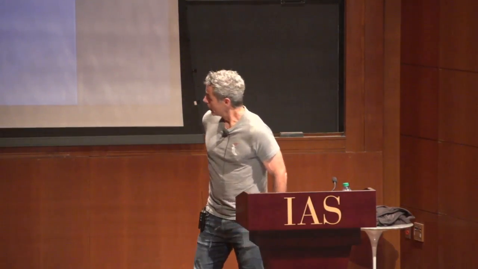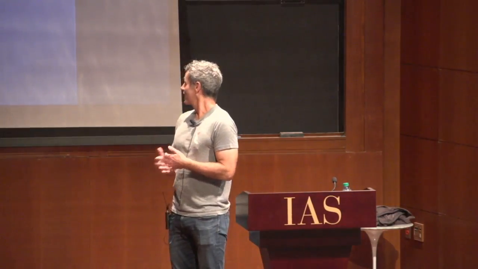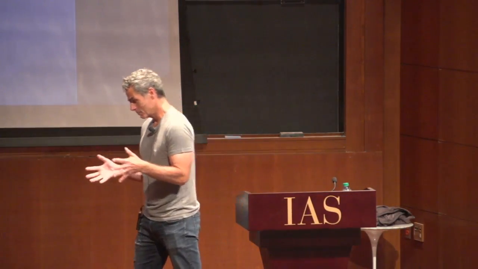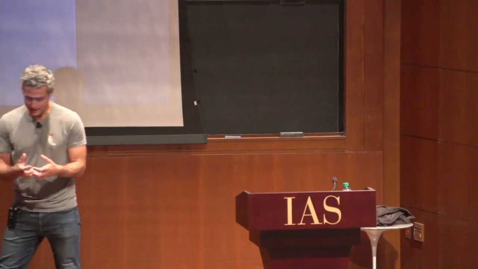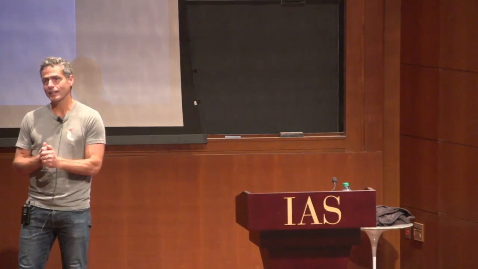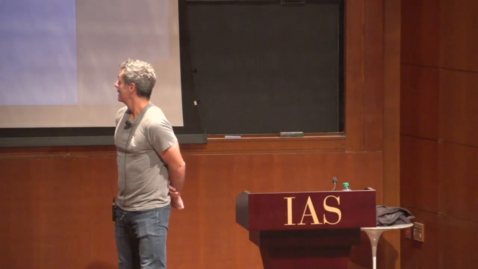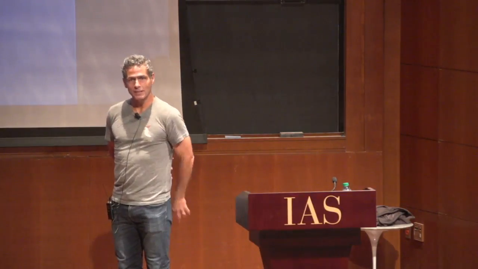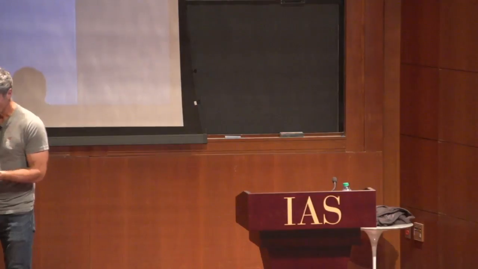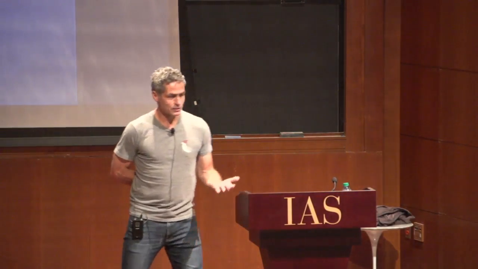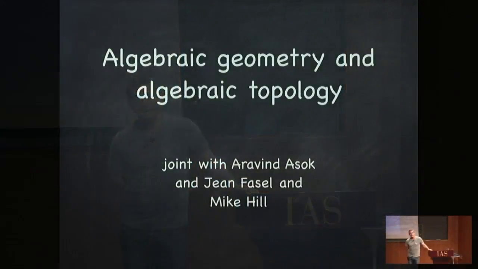So one of the things that Vladimir did, in his work on the Milnor conjecture, is connect this elaborate apparatus of homotopy theory to problems in algebraic geometry in a very profound way. And in homotopy type theory, he also made a deep connection between constructs in homotopy theory and constructions in the foundations of mathematics.